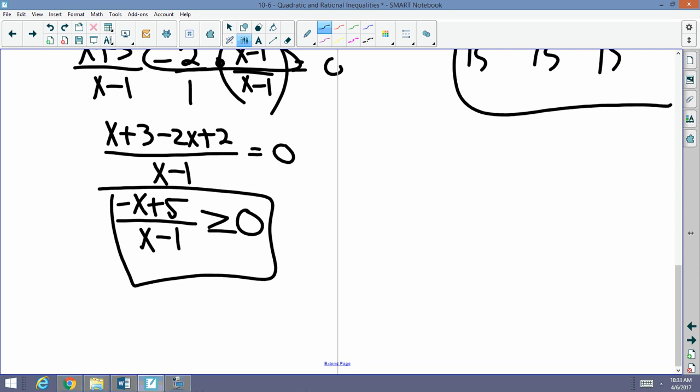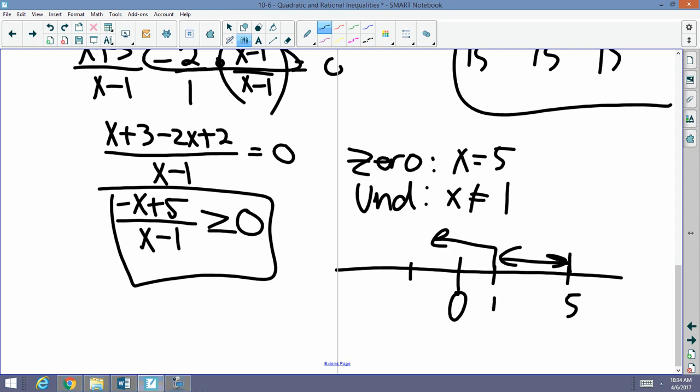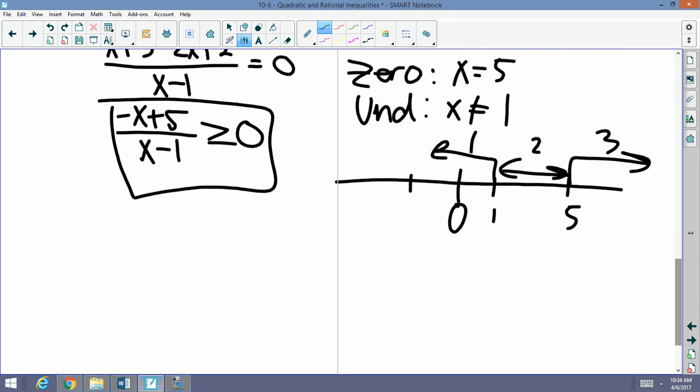Now, what's my 0? Yes, because negative, yep. So x equals 5. And what's my undefined or my restriction? x cannot equal 1. So 1 and 5. To the left, in between, and to the right: interval 1, interval 2, interval 3. Let's see what works. To the left, interval 1, let's try 0.